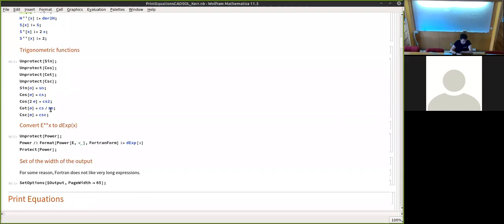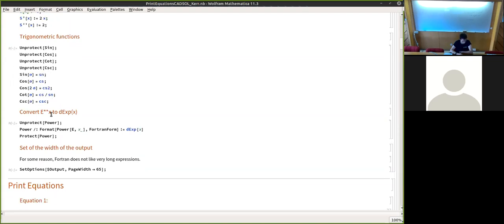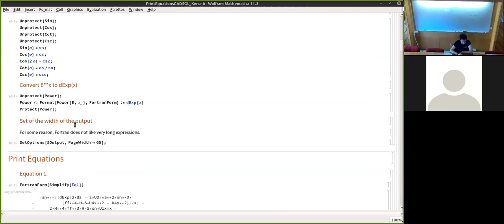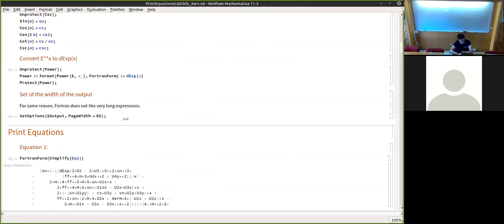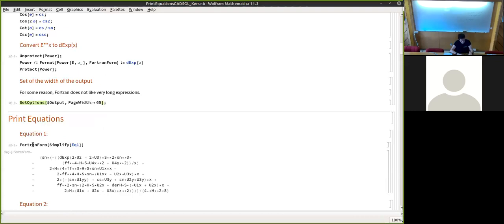Here we just rename the mathematical functions for the sine, cosine, and the others to be a bit easier when we write everything on the Fortran file. And we also do the same for the exponential. Now, for some apparent reason, Fortran doesn't like very long expressions. So it doesn't like the expression to be in just one line. So we have to basically shrink the width of the page to some value, so a bit smaller, so that when you print everything, or for example, the first equation of motion in Fortran form, you get something like this.